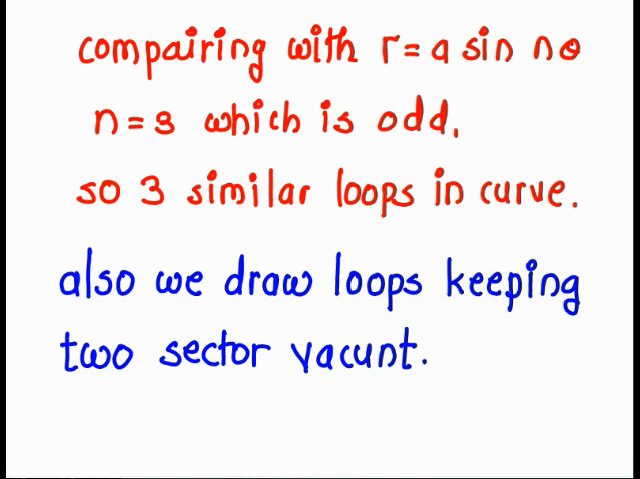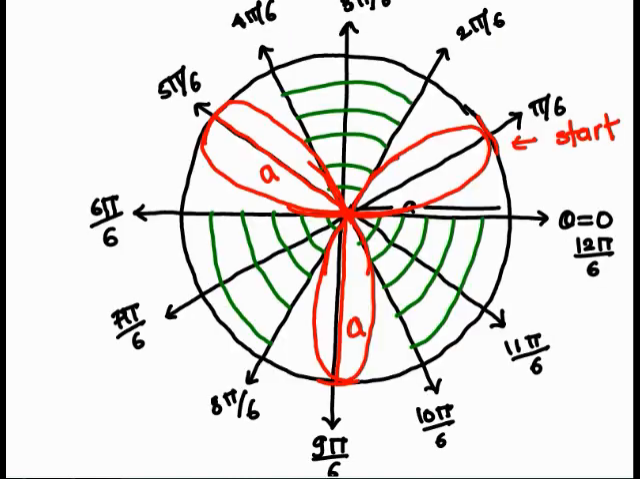Also, we draw the loops keeping 2 sectors vacant. If you observe in this diagram, we draw the loops keeping 2 sectors vacant. This green shade represents the sectors we keep vacant, that is our region of absence.